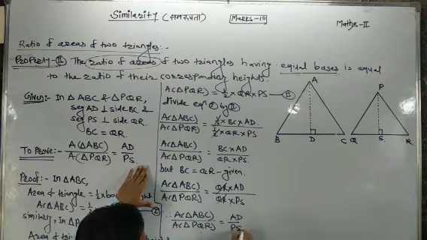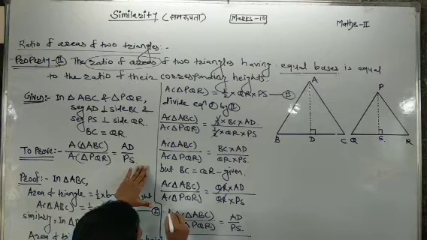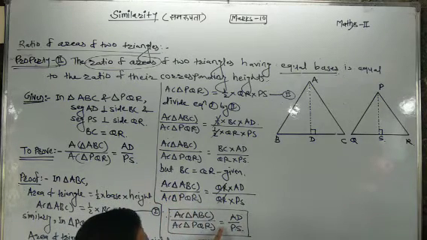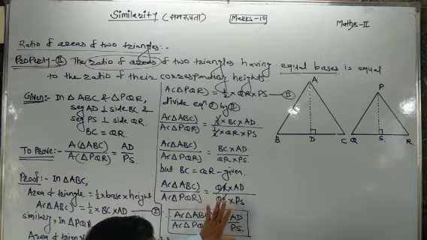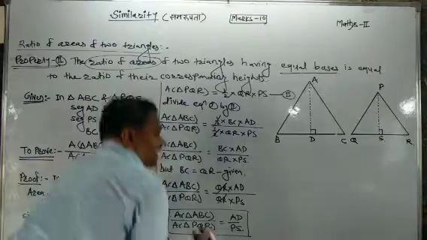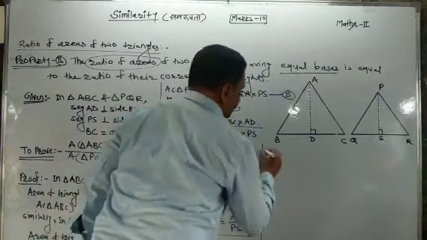AD divided by PS. Means we have proved that the ratio of areas of two triangles is equal to the ratio of their corresponding heights. If the bases are equal, then the base will get cancelled. Understand? Hence we have proved that.